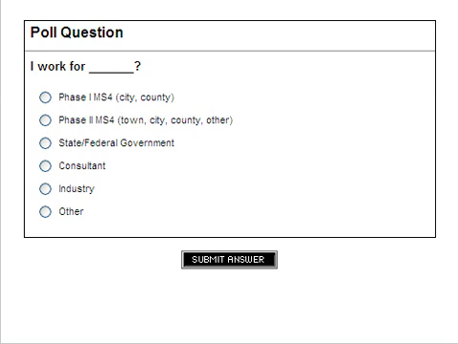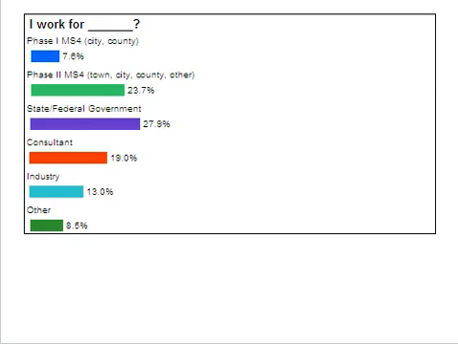Let's look at the answers to this question and see what we've got so far. Let me pull up the results. We've got a nice bar graph here. As expected, a big chunk is in Phase 2 communities. Oddly, we have lots and lots of state and federal government employees with us today, learning about the basics of the stormwater program. Also consultants in industry, so you can see the range of people that are with us today.